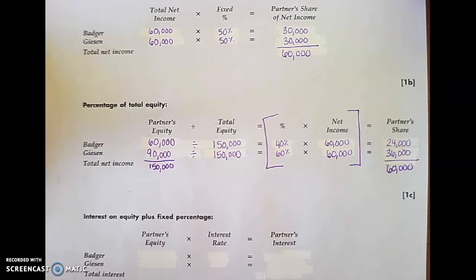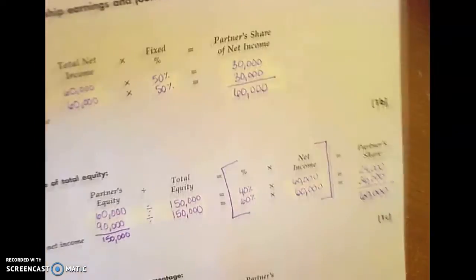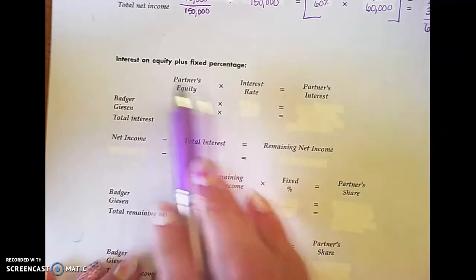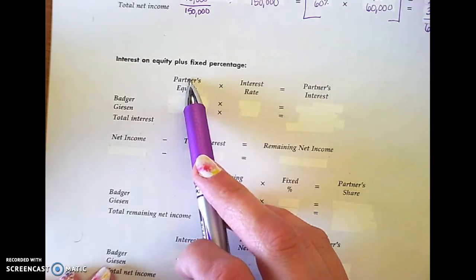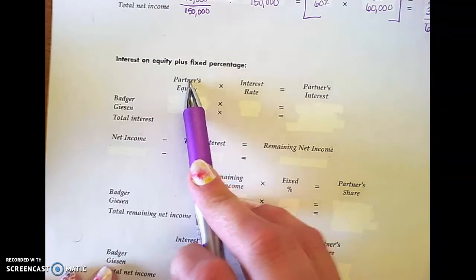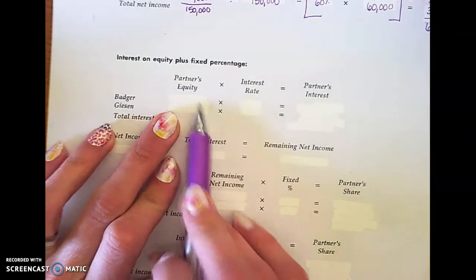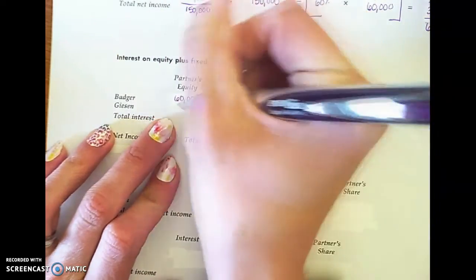In 1C, it says each partner receives 10% interest on equity. The partners share remaining net income equally. So let's jump down here. Let me move to the next section here. So with this one here, we have our interest on equity plus our fixed percentages that we will calculate next with our 10%. So Badger and Geeson, we take our partner's equity. Badger has 60,000. Geeson has 90,000.